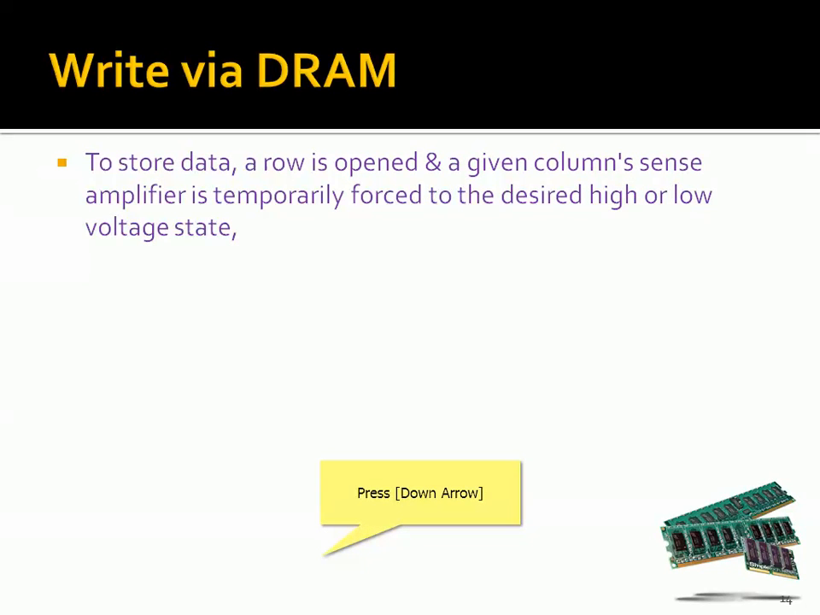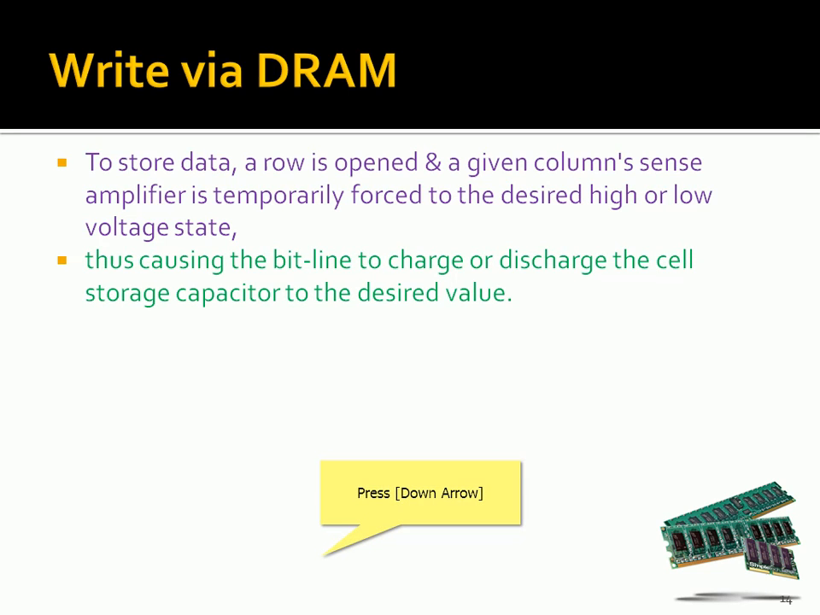So the write operation in a dynamic random access memory cell to store data: the row is opened, that is the row line, the word line is opened, and the given column sense amplifier is temporarily forced to the desired high or low voltage state. So the column sense, that is the bit line, amplifier temporarily drives, thus causing that bit line to charge or discharge the cell storage capacitor to the desired value. So the capacitor value will be maintained at the desired value, then the charge will be held.